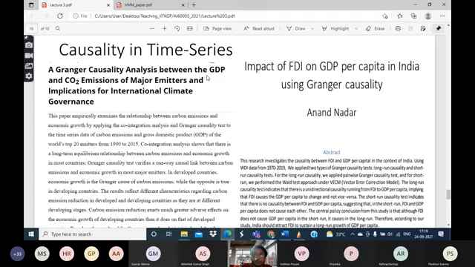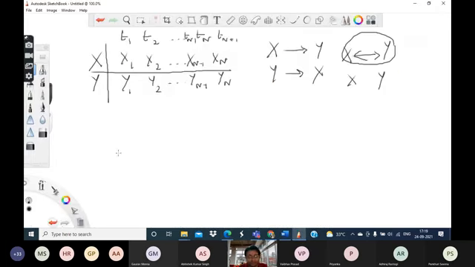whether economic growth, which is measured in terms of the GDP of countries, is a cause of CO2 emissions, or is CO2 emission a cause of GDP growth? That means, let us say X is GDP growth and Y is CO2 emission. The first question is, does GDP growth cause carbon emission?